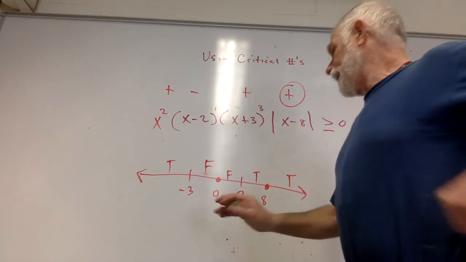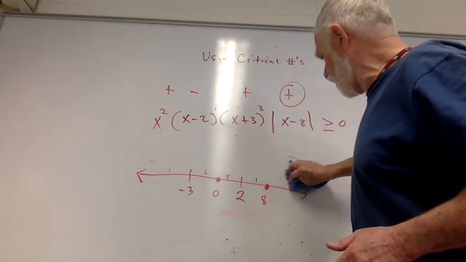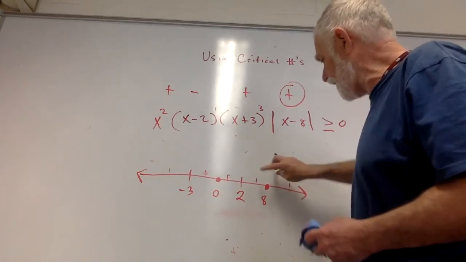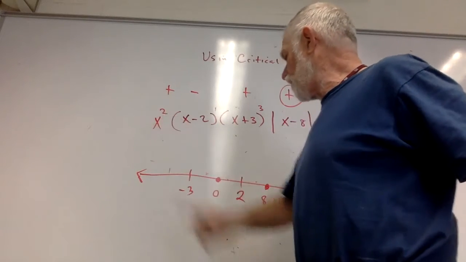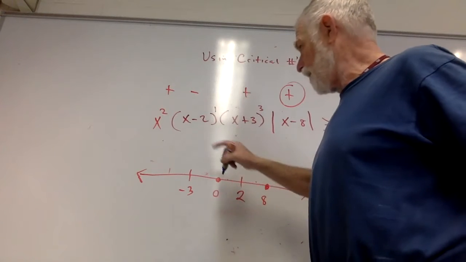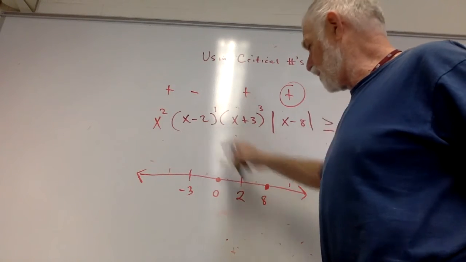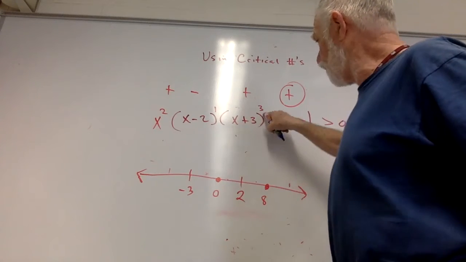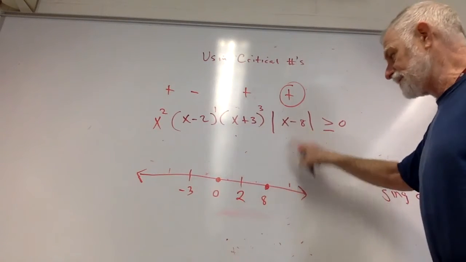Okay, so how would I have done this? Once I identified the critical numbers and whether there were sign changes there or not, go through that again. At 0, it's even, no sign change. I use a dot. At 2, it's to the first power. That means there's a sign change in the product. And therefore, I'm going to put a dash at 2. At -3, it's odd exponent. There's going to be a sign change there.